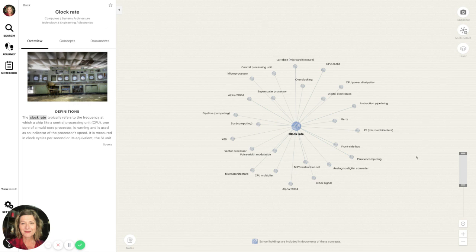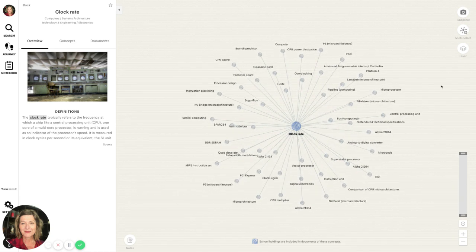Looking over here at the clock rate, we have a variety of concepts that are related: digital electronics, hertz, CPU multipliers, pulse width modulation. If we want to see more of these concepts, we can take this little lever and pull it down, and we have a lot more concepts that are related to clock rate.